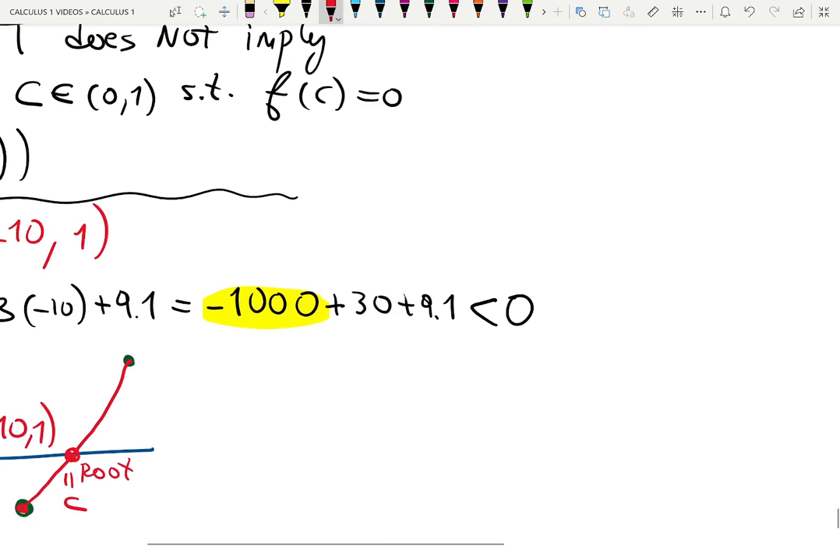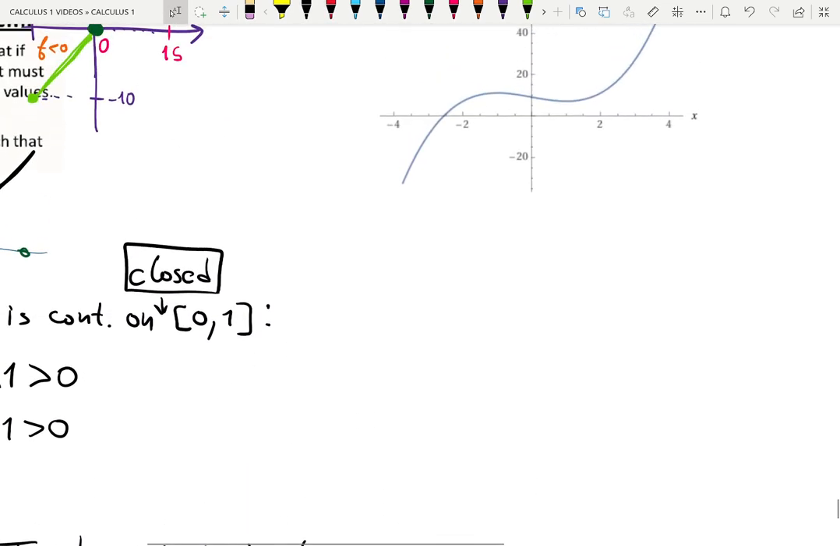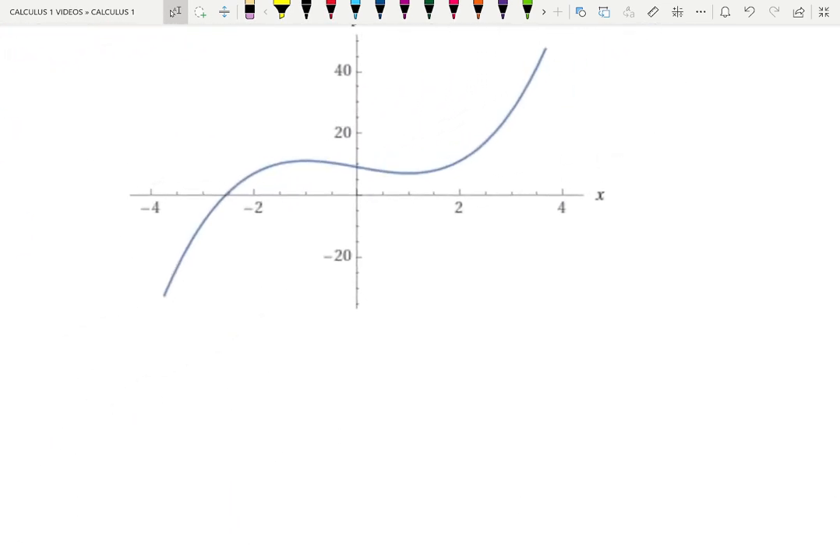I actually have a graph for you. Here's the cubic function we're working on. As you can see, from 0 to 1, indeed, both values are positive, and the intermediate value theorem says, yeah, I cannot tell you that there is a root there. But from -10 to 1, the function did go through 0 because it was negative at -10, and then it became positive at 1.